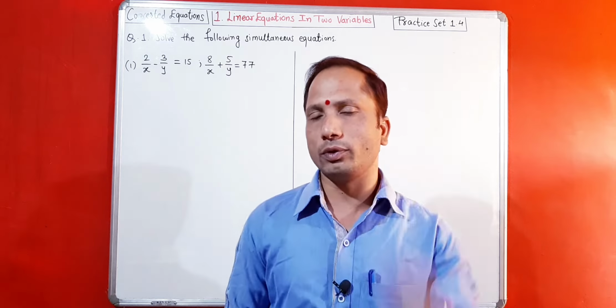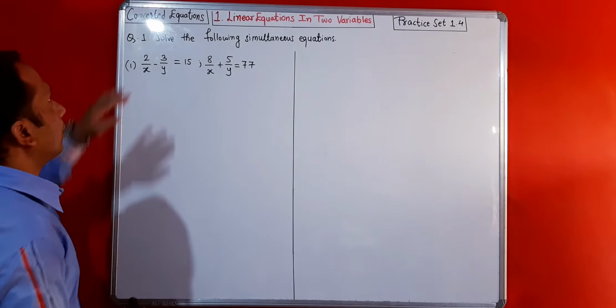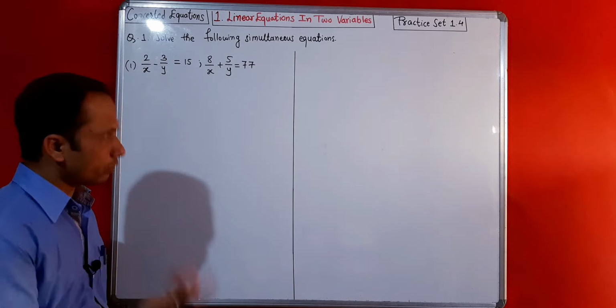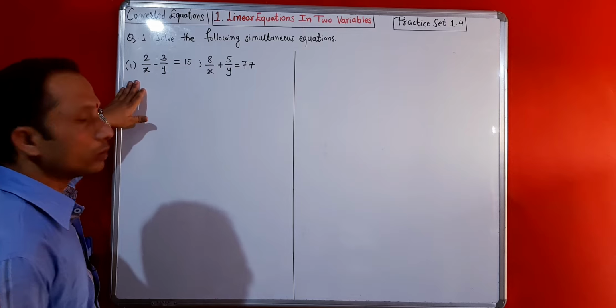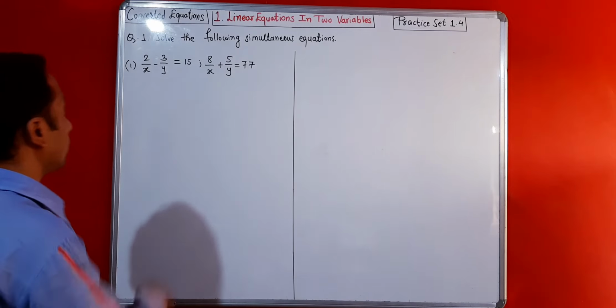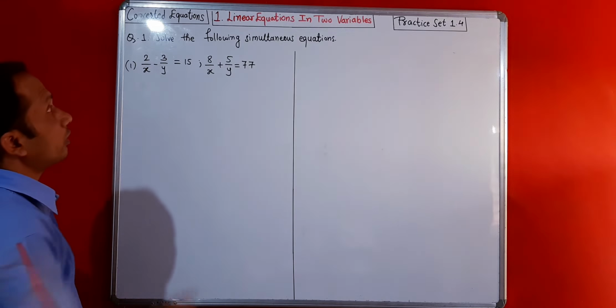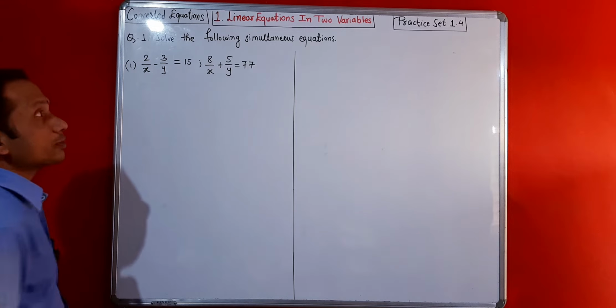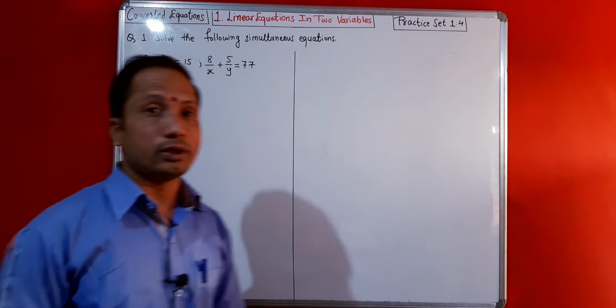Okay, let's start from the first problem. Solve the following simultaneous equations. We have been given some simultaneous equations, and we have to convert them into linear equations and then solve them. So 2 upon x minus 3 upon y is equal to 15, and 8 upon x plus 5 upon y is equal to 77.